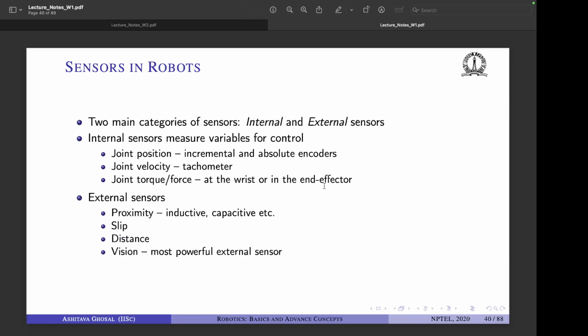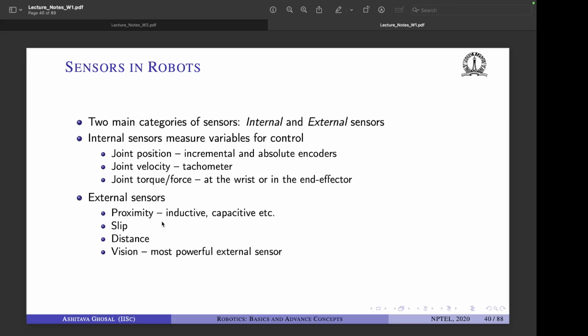So this is what is mentioned here, in simpler terms, as internal and external sensors. Internal sensors are equivalent to proprioceptive sensors, as I mentioned, and external sensors are basically the exteroceptive sensors. The internal sensors measure the position, velocity, the torque, as I mentioned, and external sensors measure the proximity, the slip, the vision, and all those things.